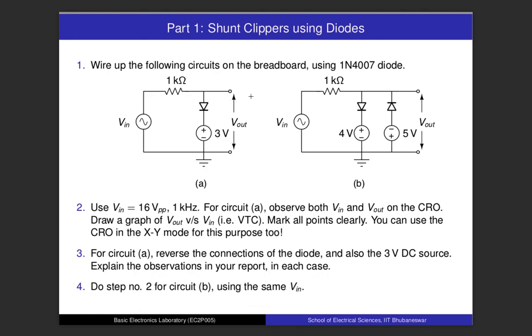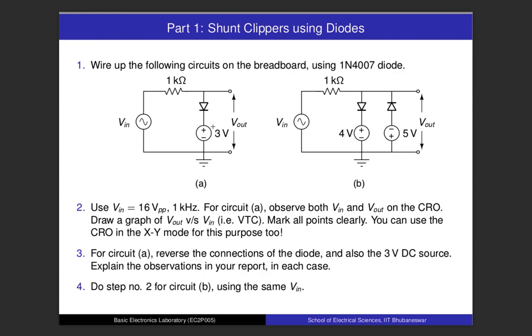So now we'll try to implement this clipper circuit in LTSpice and see. What you are asked is to find out the V in and V out. Basically, whenever you are applying a V in of 16 volt peak to peak, what is your output?